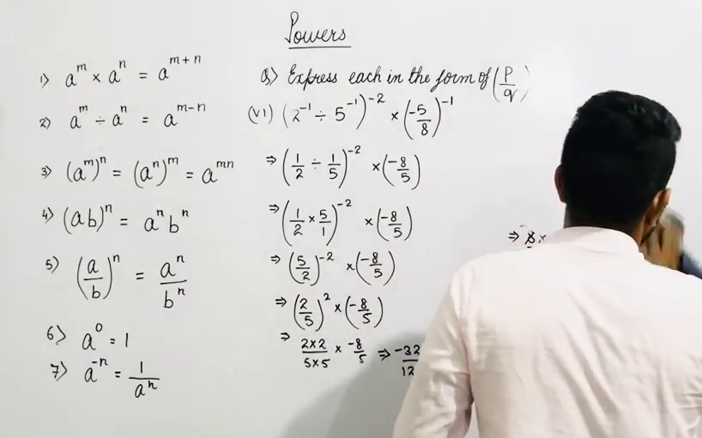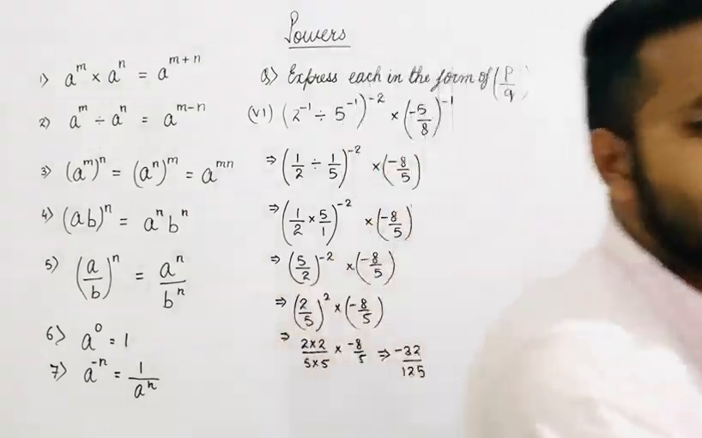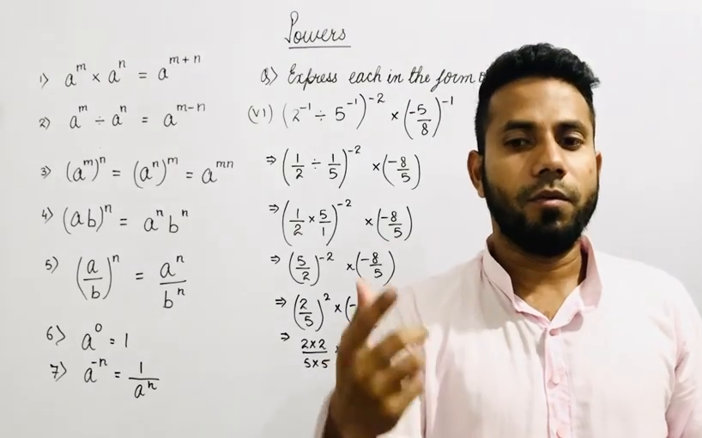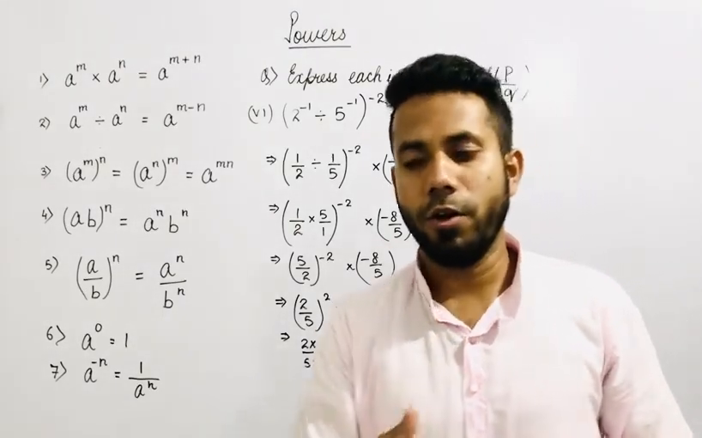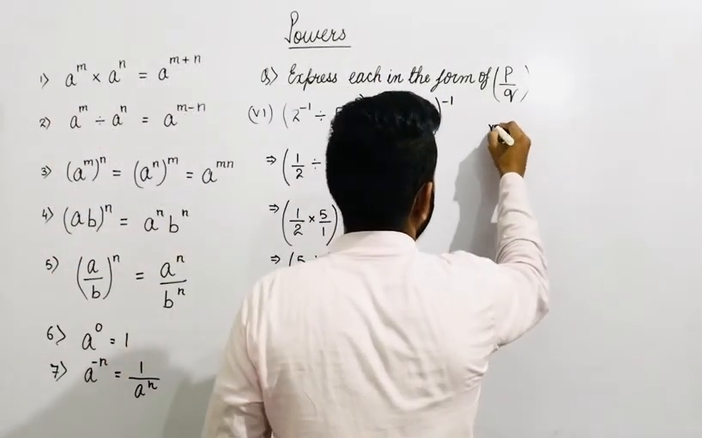So this is all about practice: how hard you practice and how easily you get things. The basic thing you need to catch up on is that whenever you get a negative power, first of all you need to convert the negative power into positive power. So the next question is the seventh one.